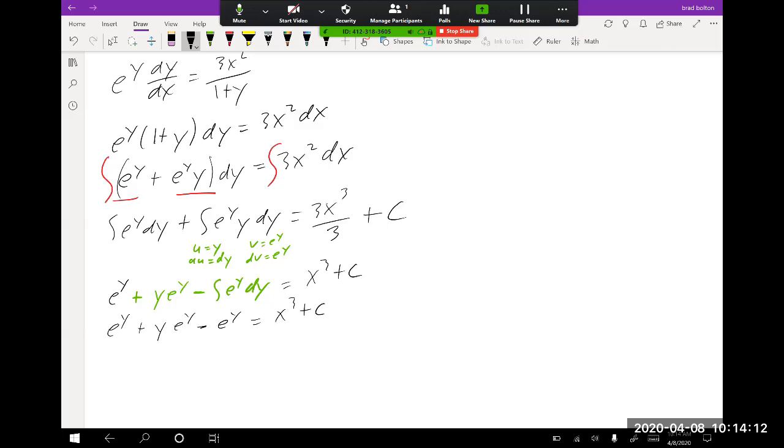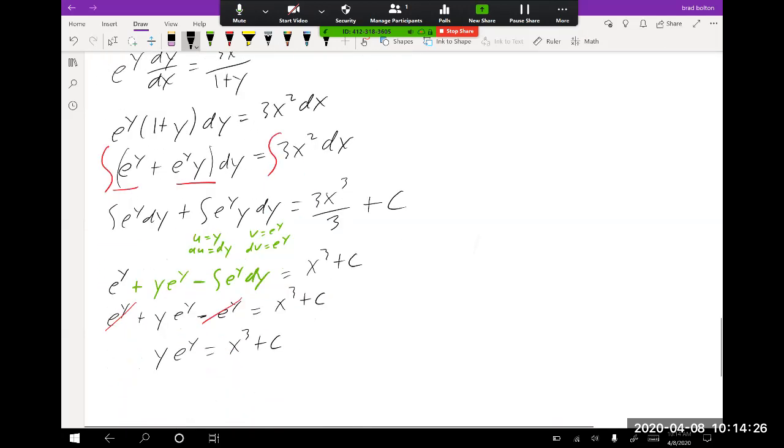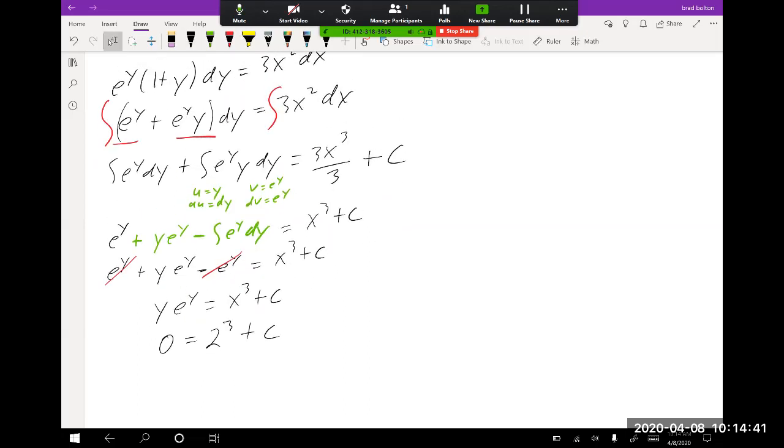Now here's the thing, we have a little bit of cleanup to do. This and this combine and become 0. So what we're really left with is y e to the y equals x cubed plus c. Now our initial condition says y of 2 is equal to 0. So when we plug 2 in, we should get 0. So that means 0 is equal to 2 cubed plus c. You could fiddle with that e to the y and get it to work, but in general, this is what we're going to get. So then c is equal to -8.